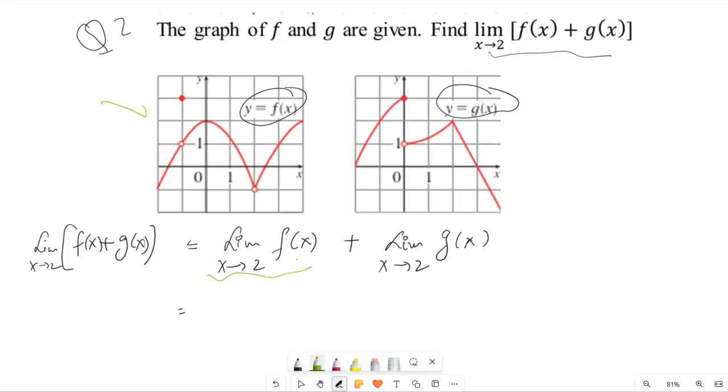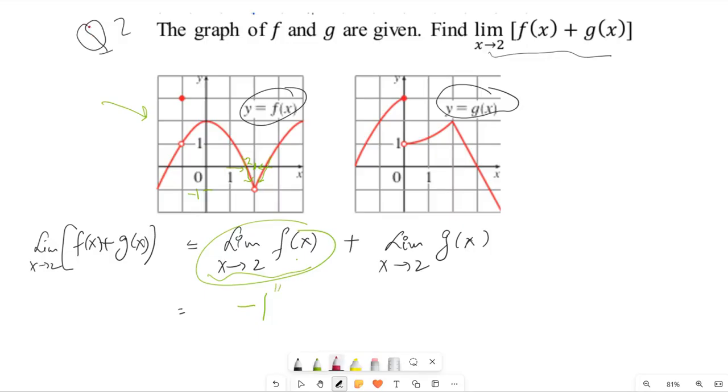So for that, you need to look at this graph. 2 is here. When x is approaching 2 from the left side, where are we approaching? -1. When x is approaching 2 from the right side, where are we approaching? -1. Because from both sides we are approaching -1, this limit should be equal to -1. So we found this first limit is -1.